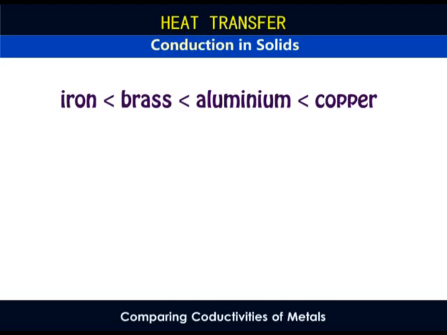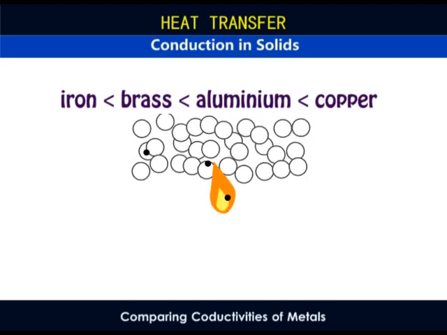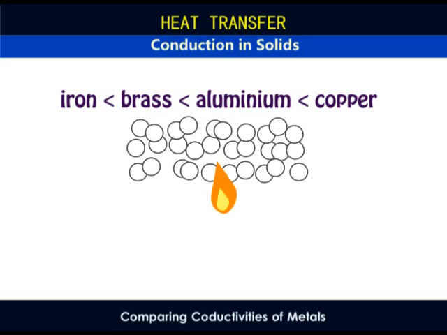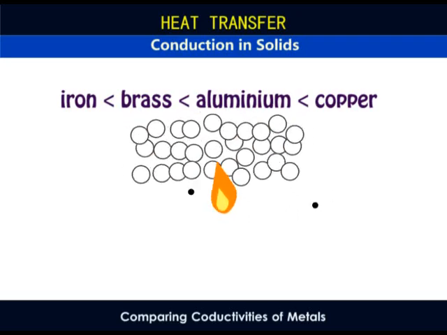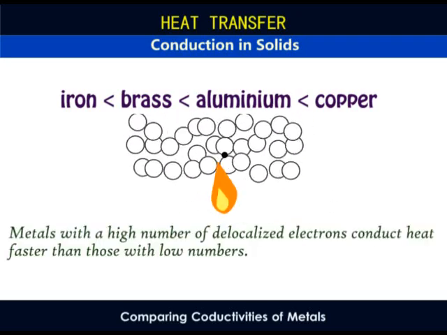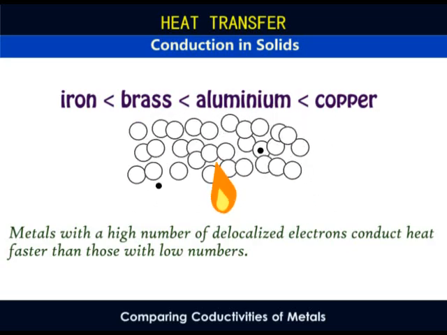Now, all metals have tightly held atoms and free electrons. So why does conductivity vary among them? Well, it's got to do with the number of delocalized electrons. Metals with higher numbers of delocalized electrons will have better conductivities than those with less.